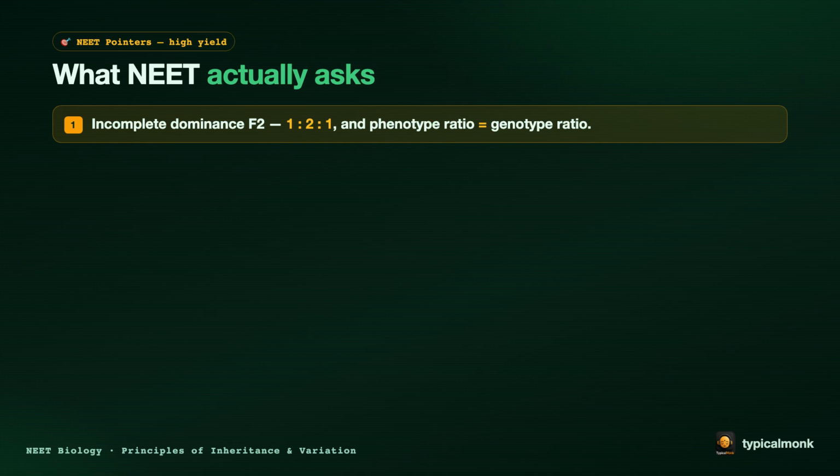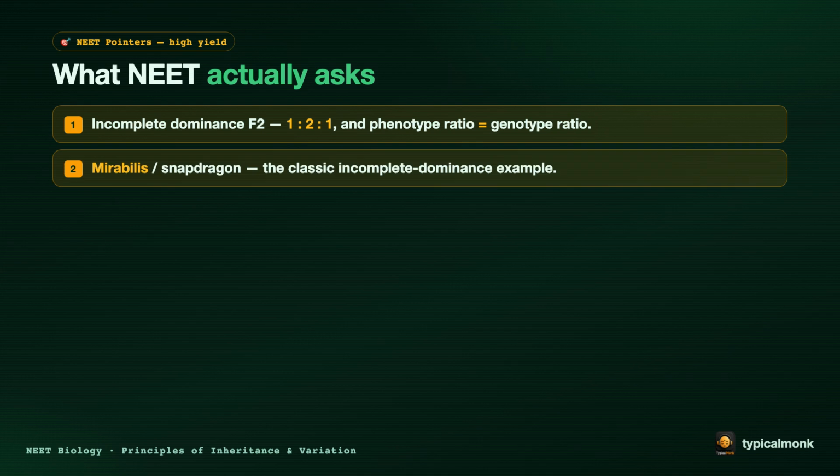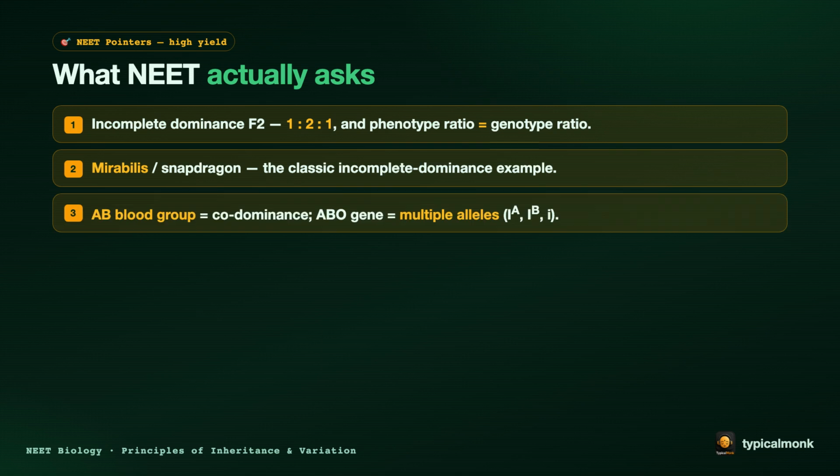Now, the high-yield pointers, the facts that NEET turns into questions. 1. Incomplete dominance F2, 1 to 2 to 1, and the phenotype ratio equals the genotype ratio. 2. Mirabilis or snapdragon, the classic incomplete dominance example. 3. AB blood group means codominance. The ABO gene means multiple alleles, IA, IB, small i.